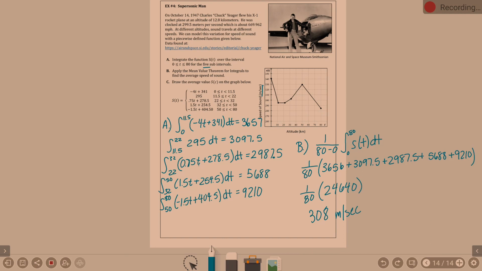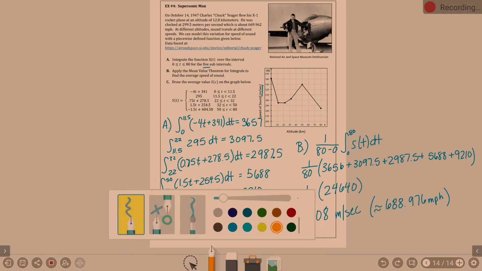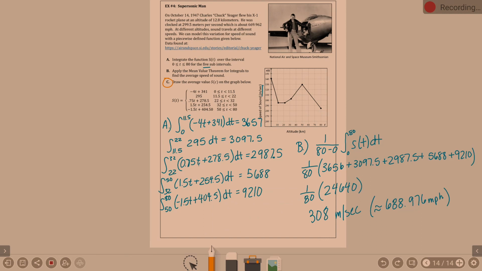It just says average speed of sound. In my answer key, I have it written as approximately 688.976 miles per hour. I don't see anywhere where it asks for miles per hour though, does it? No, it uses it just at the beginning. Just because we're American and we use miles per hour. Exactly. Now, there is a part C, which is what I was trying to get to. Draw the average value of s of t on the graph below.